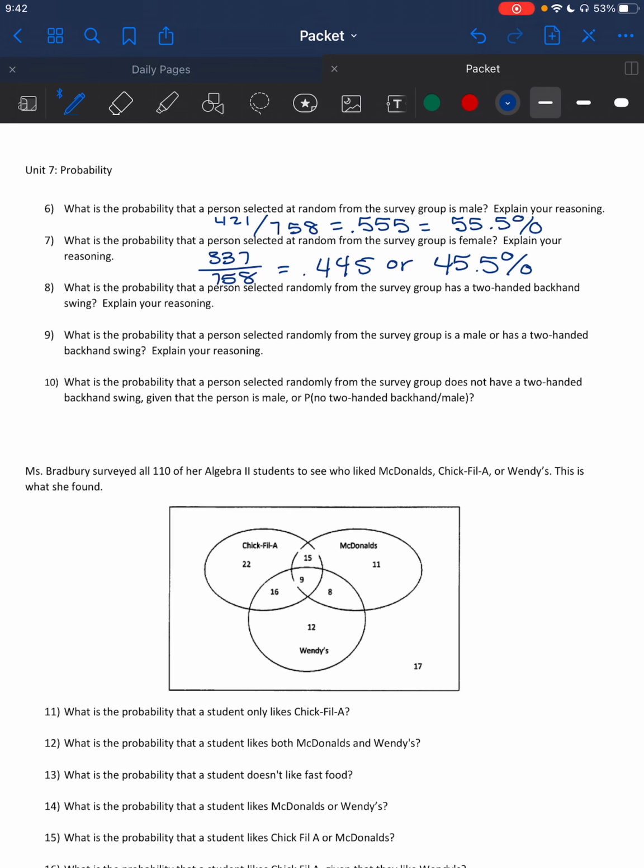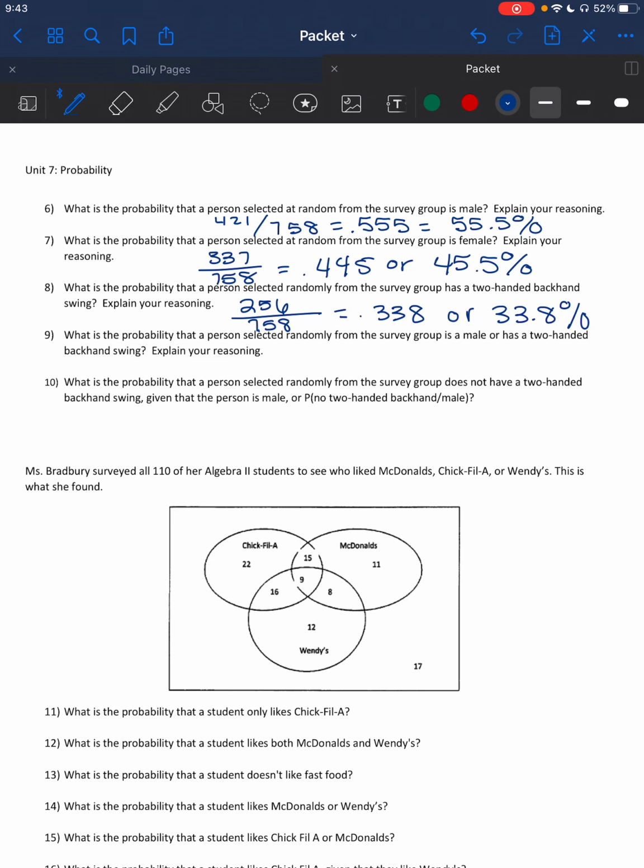What's the probability that a person selected randomly from the group has a two-handed backswing? So I'm going to take my total of two-handed backswings out of my total of people. And once again, I'm just typing these into my calculator as a division problem. So 256 divided by 758, and then I multiply it by 100 to get my percent.